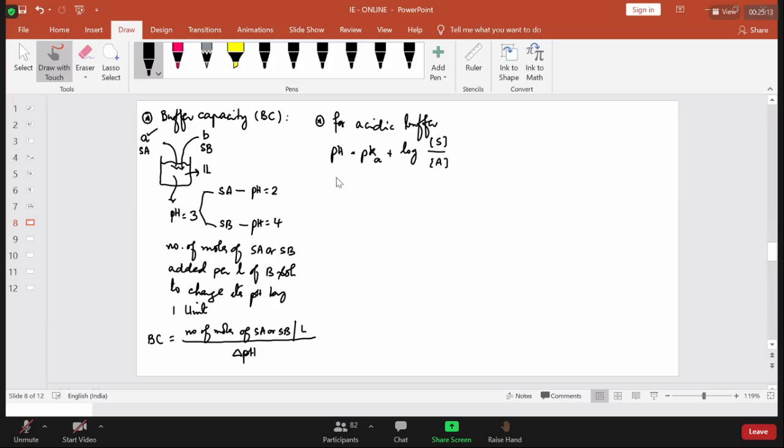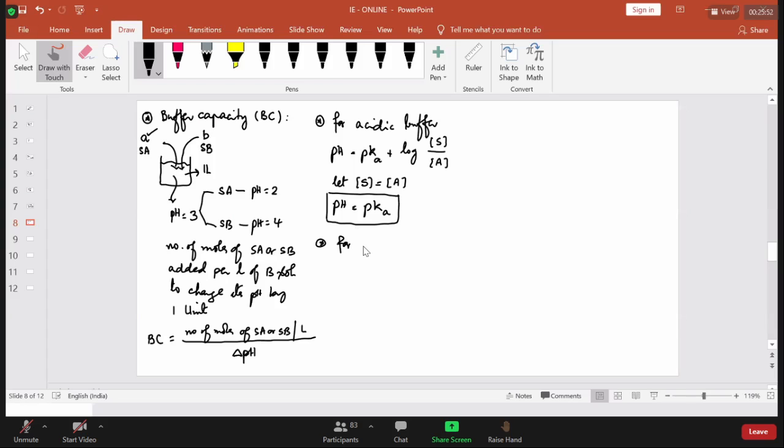Similarly, suppose somehow I have arranged it so that the concentration of salt is equal to the concentration of acid. If that happens, what happens? pH is equal to pKa, since log 1 is 0. Such buffers are said to have maximum buffer capacity. Those buffer solutions in which the concentrations of salt and acid are maintained equal are said to have maximum buffer capacity. For them, pH is equal to pKa.